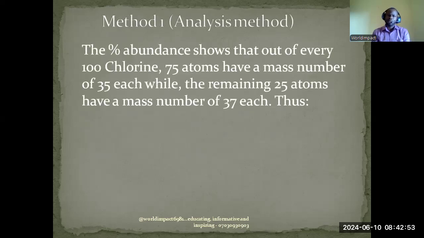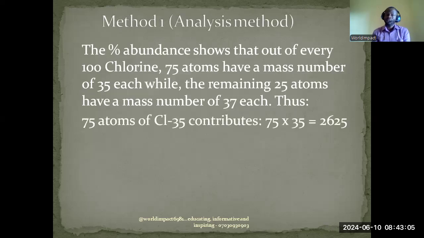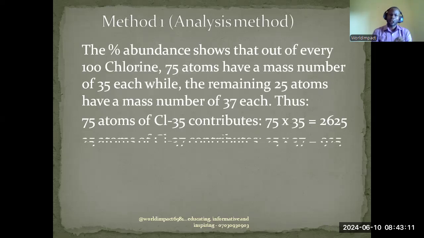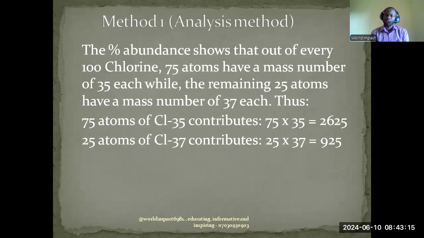The percentage abundance shows that out of every 100 chlorine atoms, 75 have a mass number of 35 each, while the remaining 25 atoms have a mass number of 37 each. That means 75 atoms of chlorine-35 contribute 75 times 35, which equals 2625. And 25 atoms of chlorine-37 contribute 25 times 37, which equals 925.